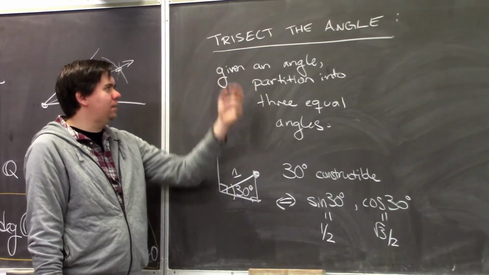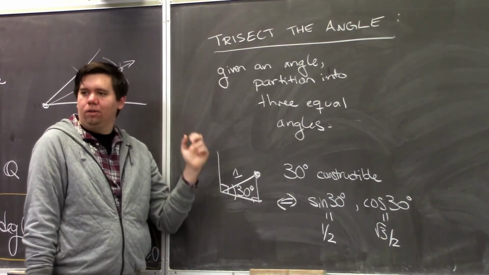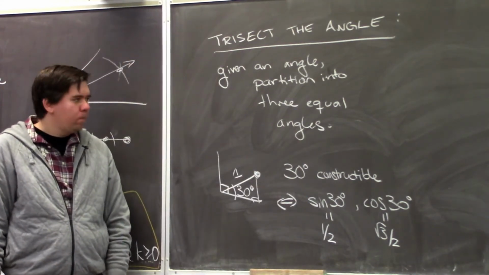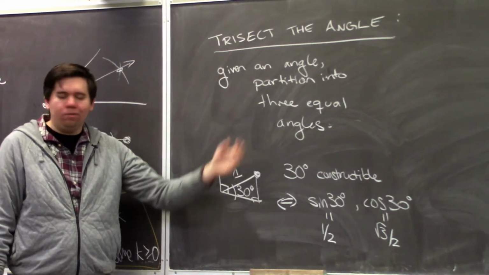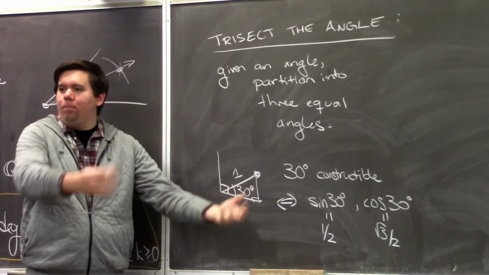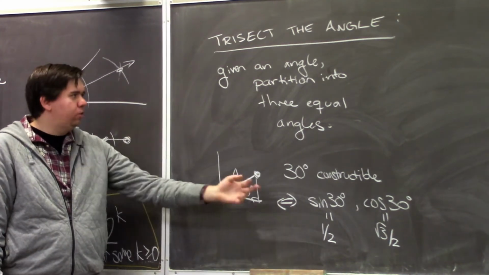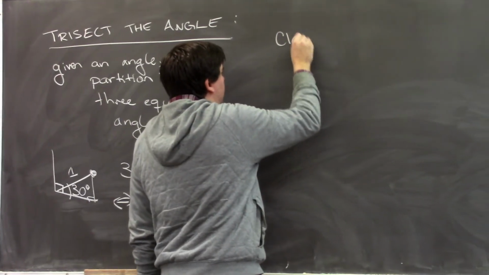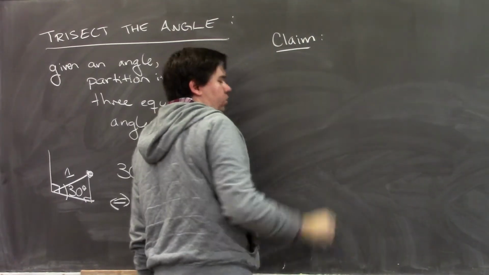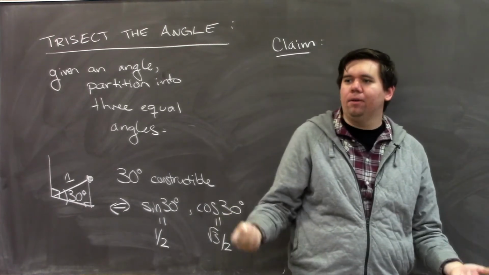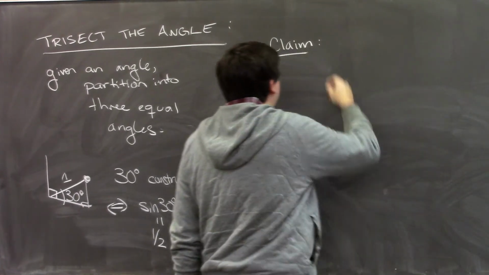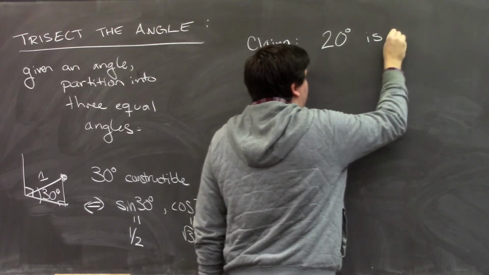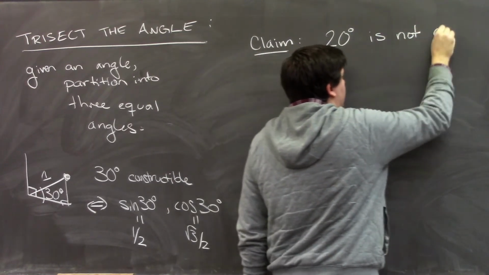So the problem's not asking whether there is any angle you can construct, but in general, can you trisect a given angle? And to prove you can't do it in general, I just need to give you one example of an angle you can't trisect. So my claim is you can't trisect a 60-degree angle. To show that, I'm going to show that 20 degrees is not constructible.